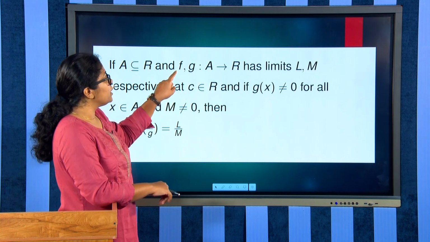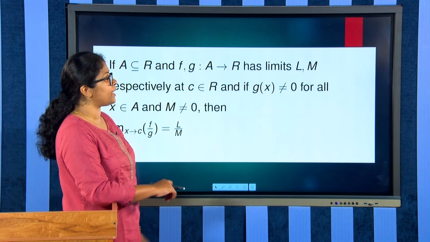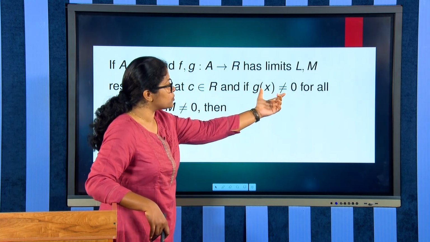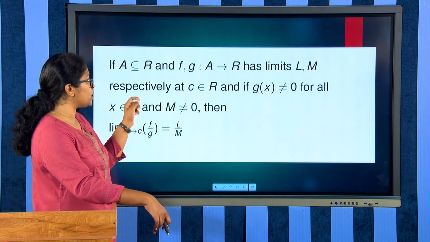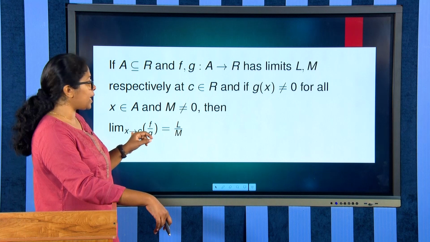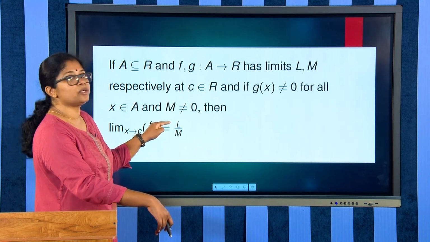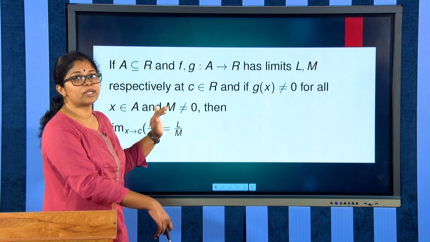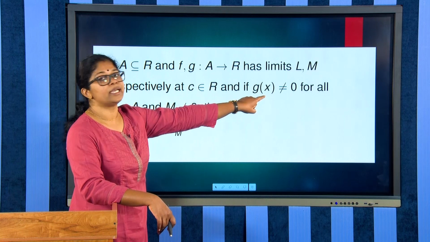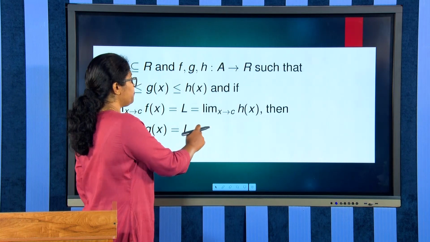Lastly, if f and g are two functions having limits L and m, provided g of x is not equal to 0 for every x belonging to the domain and m is not equal to 0, we can have limit x approaching c of f by g is equal to L by m. So, this is called the quotient rule for limits. Here, one additional condition is required: the denominator should not be equal to 0.